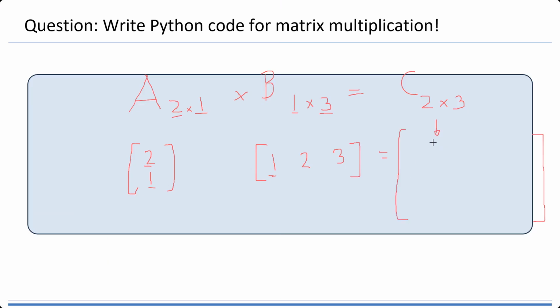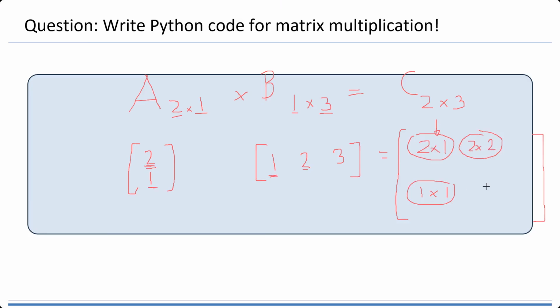So for position 0, it is 2 multiplied by 1. Okay, 2 multiplied by 1. I make it simple. So for row 2, it is 1 multiplied by 1. 1 multiplied by 1. For this position, it is 2 multiplied by 2.